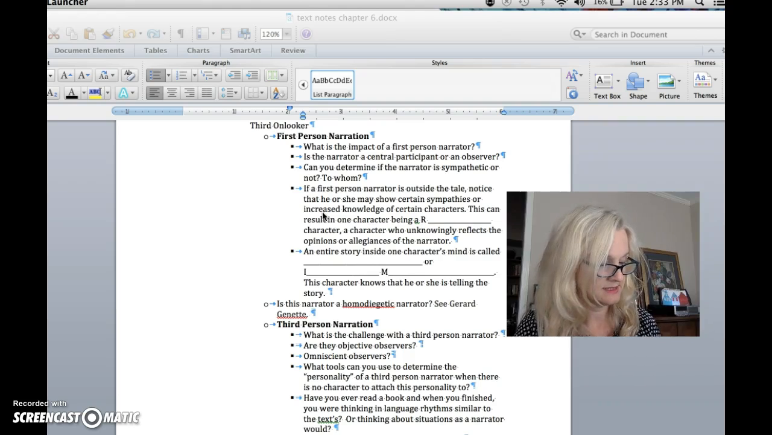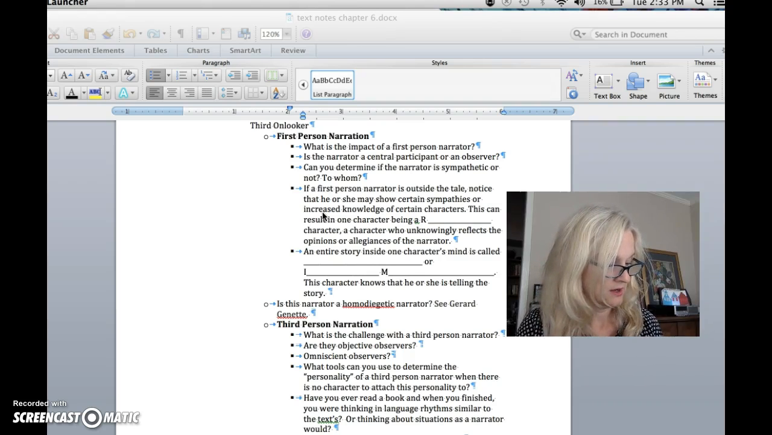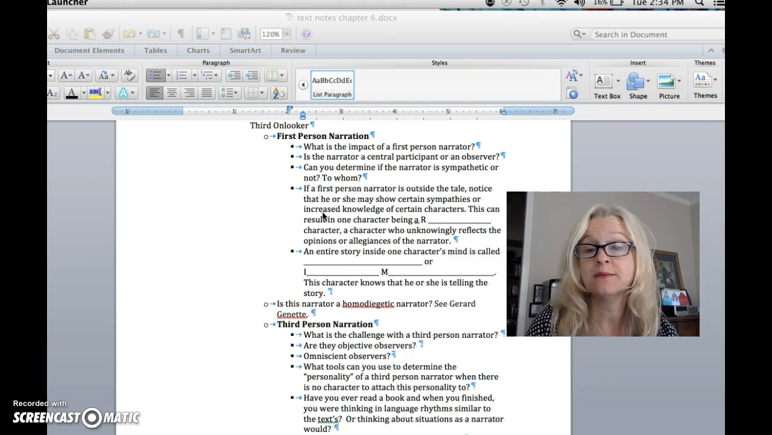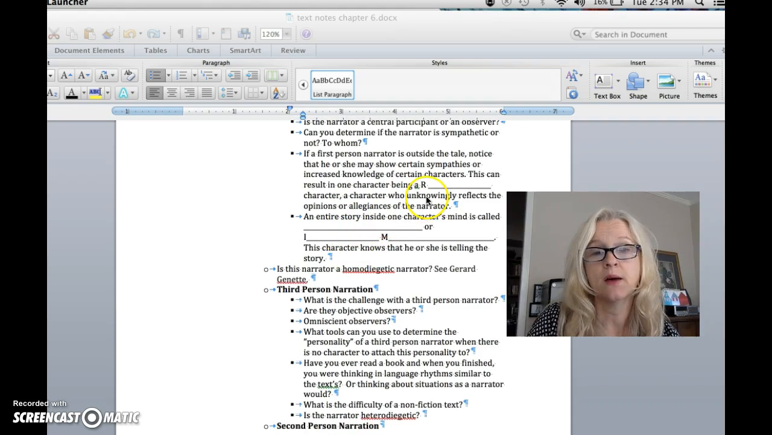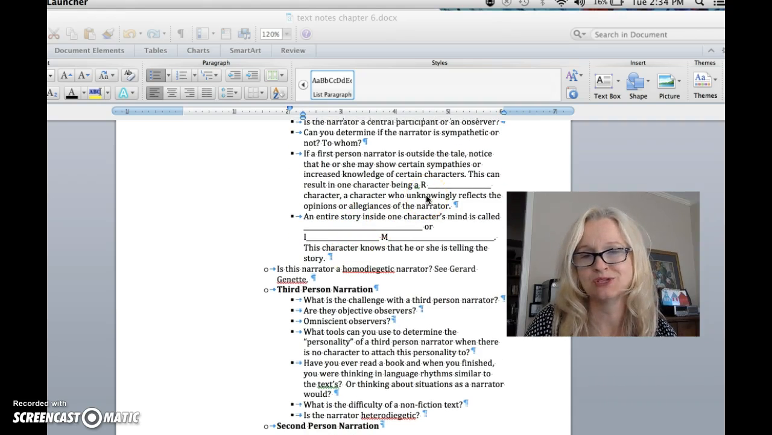This is a character for whom the narrator may show certain sympathies or increased knowledge, a single character. This character can be called the reflection character because the narrator demonstrates his or her sympathies for that character. The way the narrator describes that character is said to reflect the narrator. So we label that a reflection character. Okay, and that character does not know that they're being described that way.